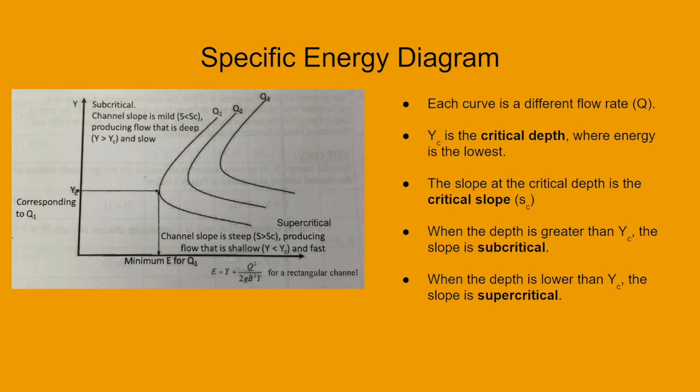Each curve on this graph represents a different flow rate Q. The x-axis is the energy, and the y-axis is the depth of the channel. YC is the critical depth, where the energy is the lowest. The slope at the critical depth is the critical slope. When the depth is greater than YC, the slope is subcritical, and when the depth is lower than YC, the slope is supercritical.